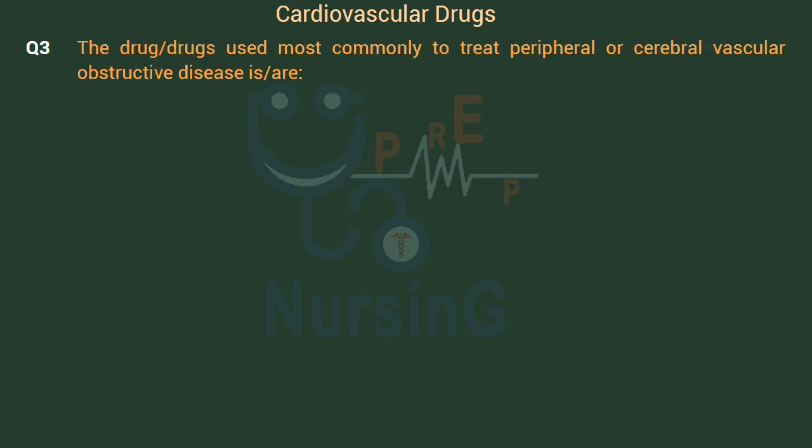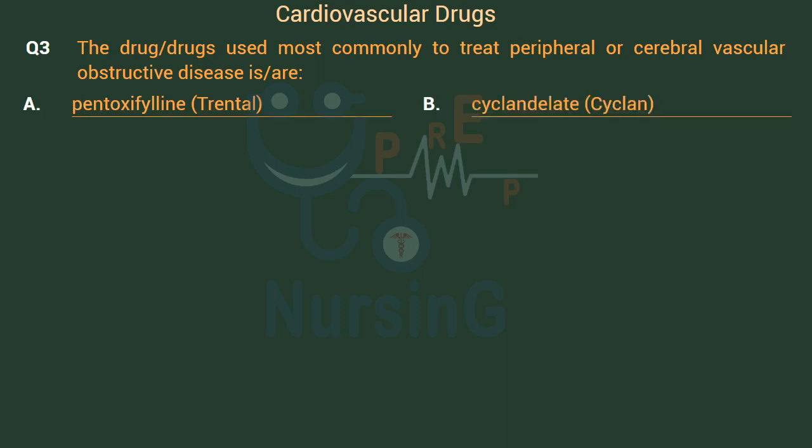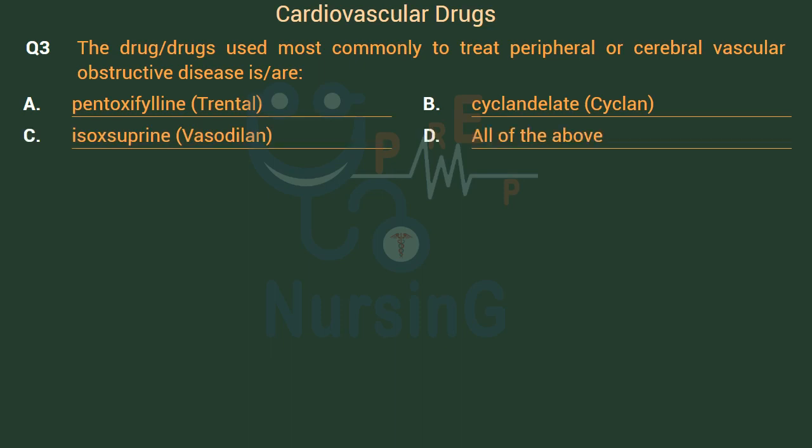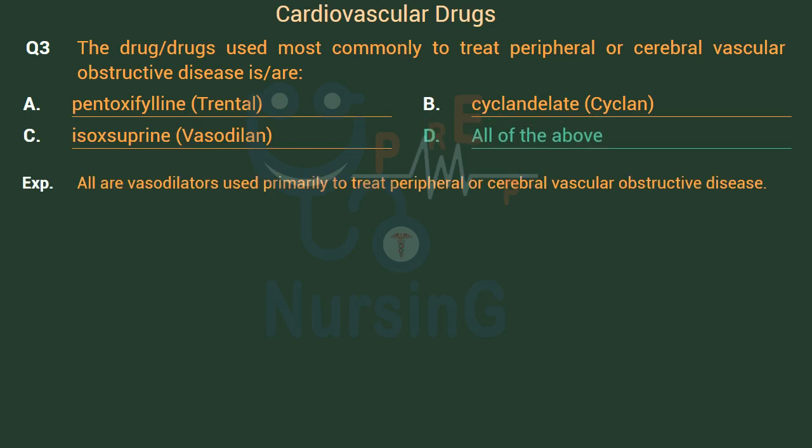The drugs used most commonly to treat peripheral or cerebral vascular obstructive diseases are: Option A. Pentoxifylline, Trental. Option B. Cyclandelate, Cyclospasmol. Option C. Isoxsuprine, Vasodilan. Option D. All of the above. Right answer is Option D. All of the above. All are vasodilators used primarily to treat peripheral or cerebral vascular obstructive disease.